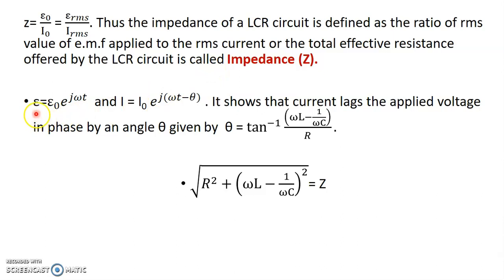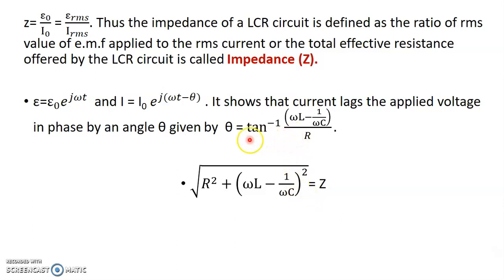Now the applied voltage is epsilon = epsilon naught e^(jωt), and I = I naught e^(j(ωt − θ)). It shows that the current lags the applied voltage in phase by an angle theta. The phase angle is given by θ = tan inverse of (ωL − 1/ωC) over R, and the Z value is the square root of R squared plus (ωL − 1/ωC) whole squared.